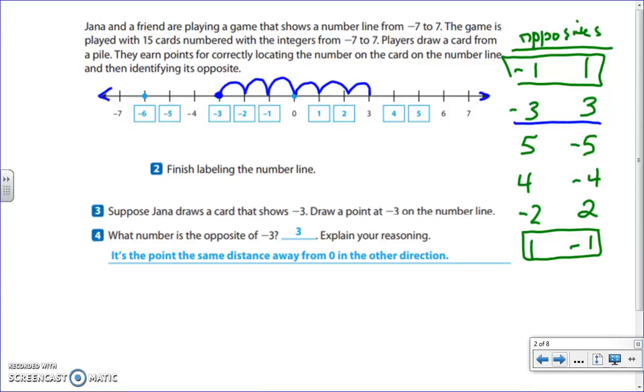And it says it's the same distance away from 0 in the other direction. So 0 is the middle. 0 is the center of the math universe. On either side of it, it's like yin and yang. Whatever the positives are, there are also negatives of the same value.